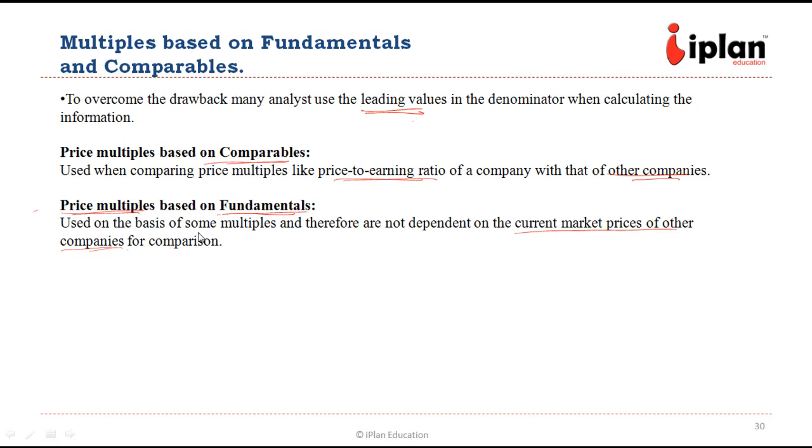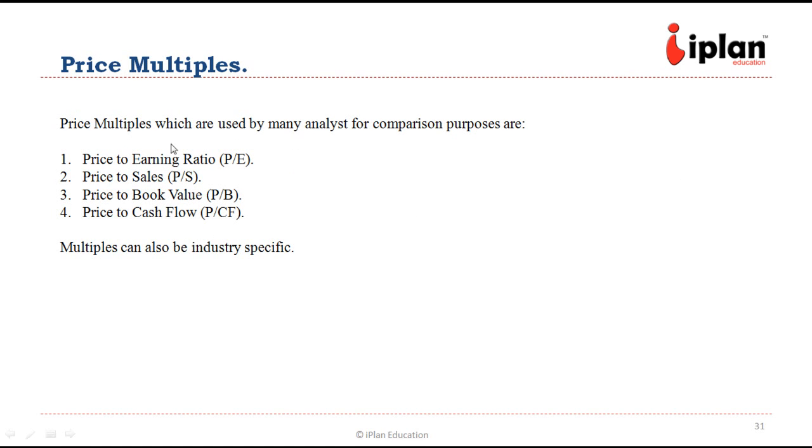So these price multiples can be used for comparison purposes, like price to earnings, sales, book value, cash flow, etc. They also can be industry specific. For example, if some industry is more asset intensive, then it might have lower price to book value. But if it is a service company where the value of assets is very small, then price to book value is very high. So multiples are generally industry specific. For one kind of industry, we rely on one kind of multiple.